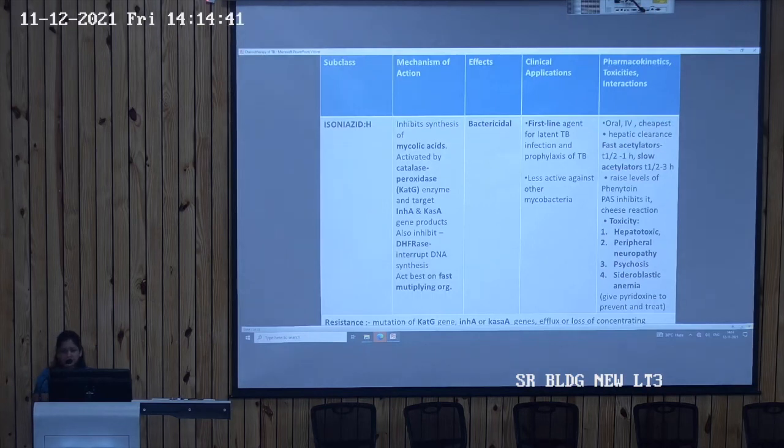The main side effects are hepatotoxicity, peripheral neuropathy, psychosis due to CNS stimulation, and sideroblastic anemia, which on peripheral smear looks just like iron deficiency anemia, but there is an increase in the iron content in the cell in sideroblastic anemia. Now, a lot of drug interactions are also there with isoniazid because it is an inhibitor of cytochrome enzymes. So be careful with phenytoin, diazepam or warfarin. But usually these antitubercular drugs are given in combination. Rifampicin is an enzyme inducer, so they balance each other's activity.